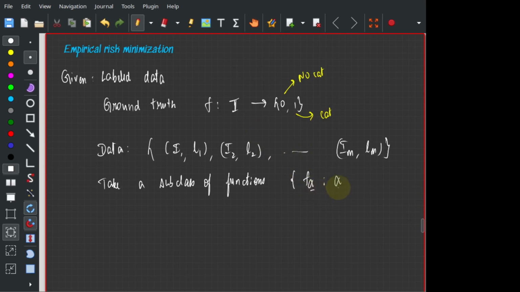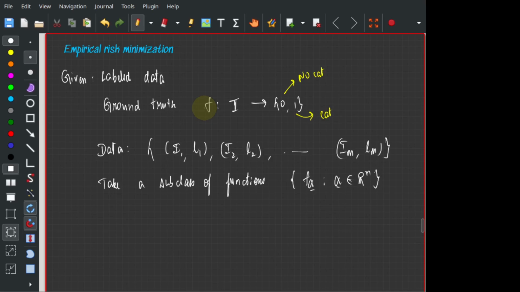Right, so maybe I have n parameters, n real valued parameters that I can choose any way I want. So for example, it could be a neural network with n weights, it could be a matrix with n entries, or it could be a polynomial with n coefficients. Okay, and so the problem is basically I have this subclass of functions. My goal is to find that function from this subclass which best approximates the ground truth. Right? So you can think of it as a curve fitting problem.